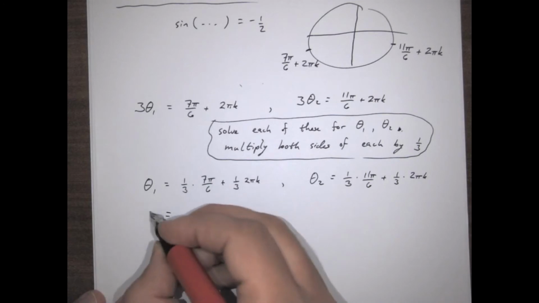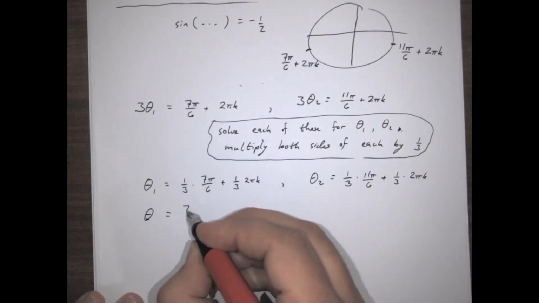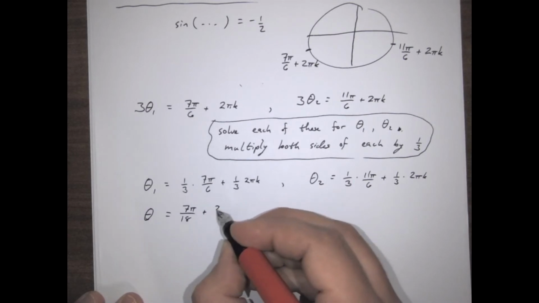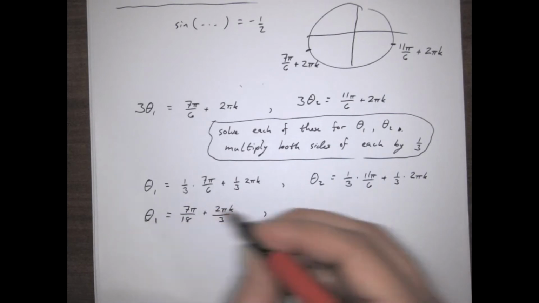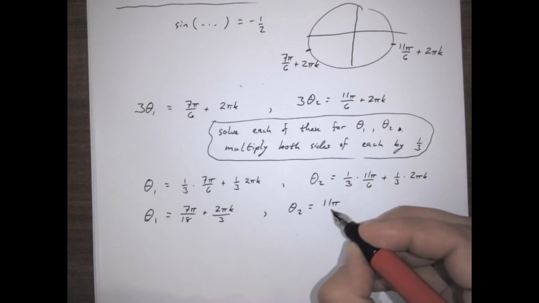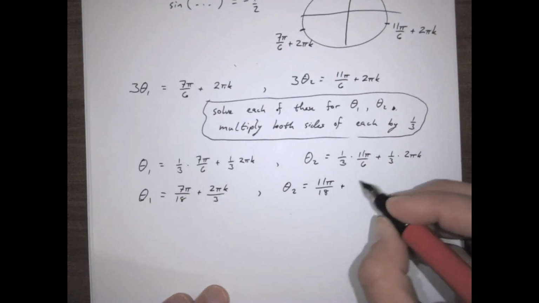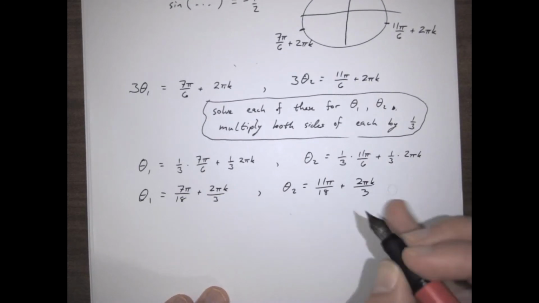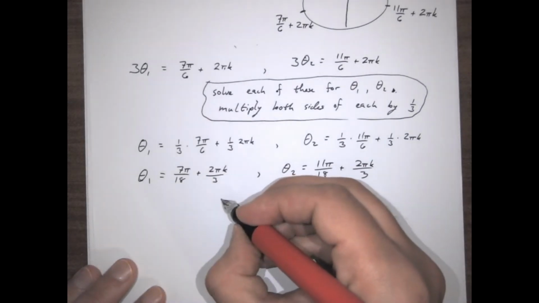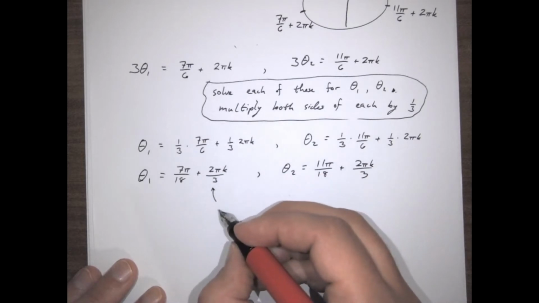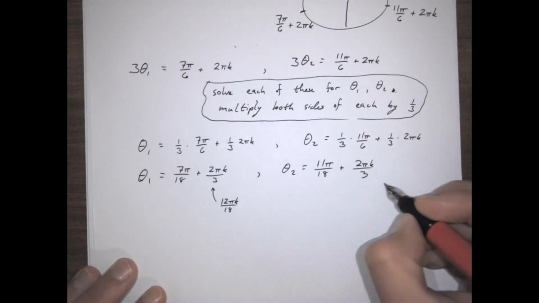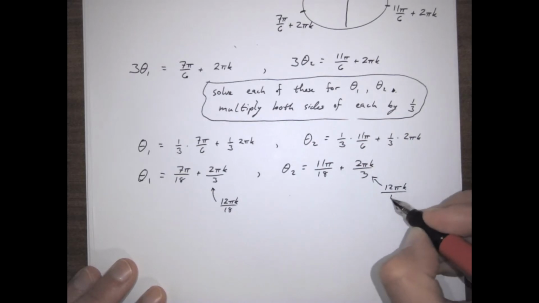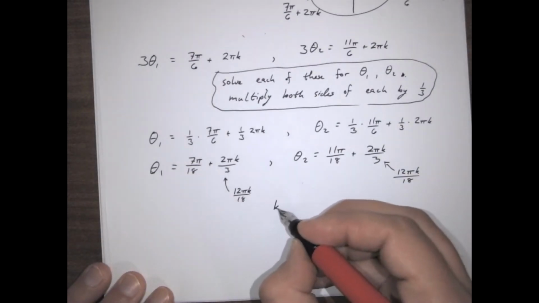And when we multiply these out, we would just multiply across, so theta 1 is 7 pi over 18 plus 2 pi k over 3. And theta 2 is going to be 11 pi over 18 plus 2 pi k over 3. And again, it'll be to our advantage to make these have common denominators. If I want to make this 18ths, I have to think about what factor I have to multiply by. It'd be 6 and 6, so that's 12 pi k over 18, and so is that. Okay, so now we can think about our various possible values of k.